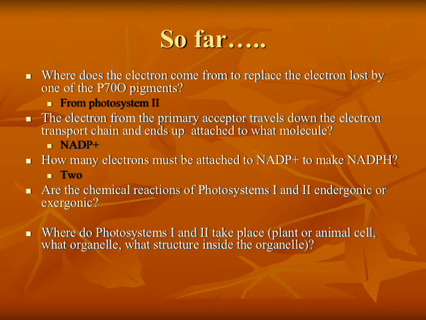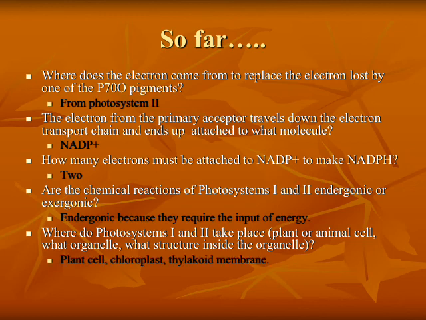Are the chemical reactions of photosystems 1 and 2 endergonic or exergonic? They are endergonic because they require the input of energy, which is sunlight. Where do photosystems 2 and 1 take place? In what organelle and what structure inside the organelle? They take place inside a plant cell, inside the chloroplast, inside the thylakoid membrane.